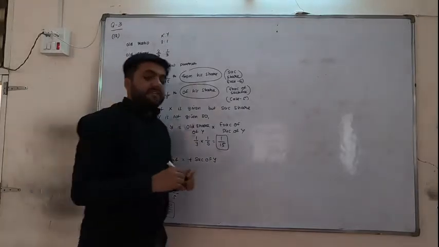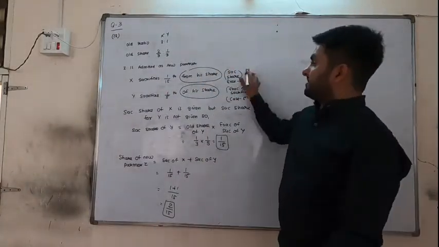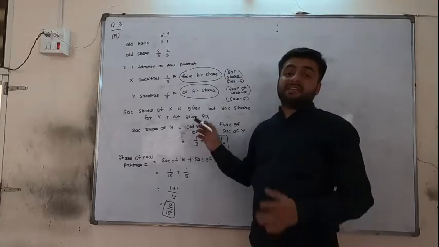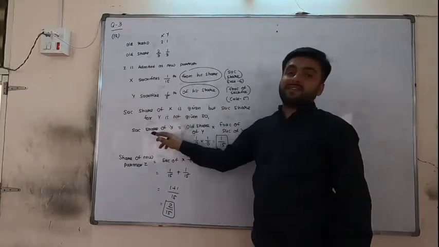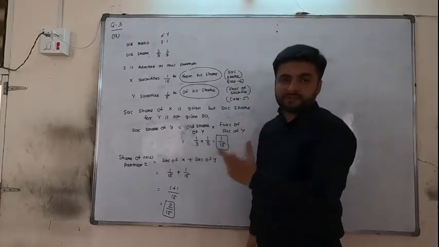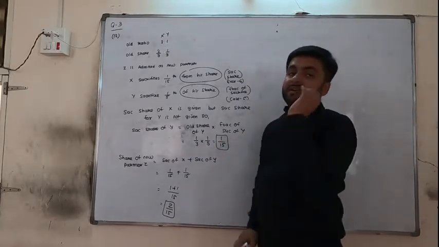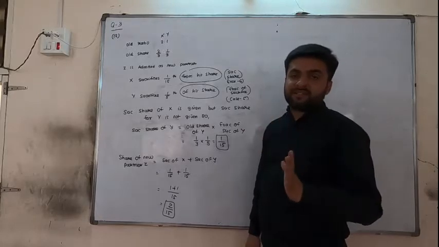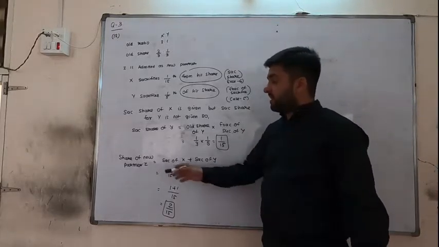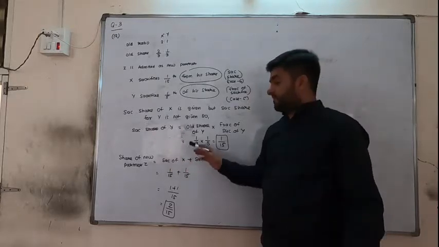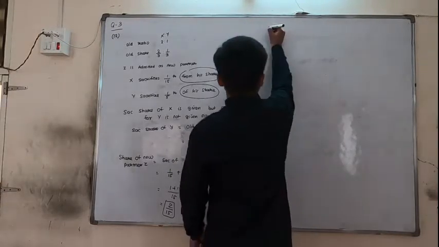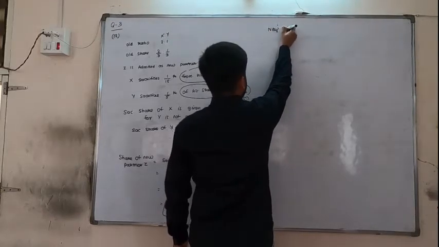See friends, in case 6 the sacrifice shares are directly given, so we don't need this formula. But in case 5, sacrifice share is not given, so we have to put the formula. So first we put the formula for sacrifice share and found the sacrifice share of Y. For X it is given. After that, in both cases, share of new partner is not given, so we have found it. Now in both cases, new shares are to be found. Every step is the same for both cases.